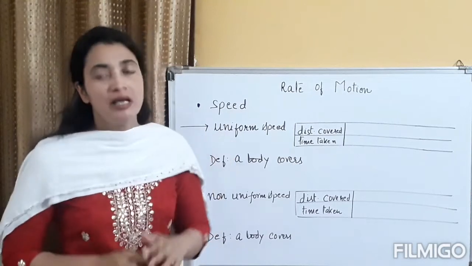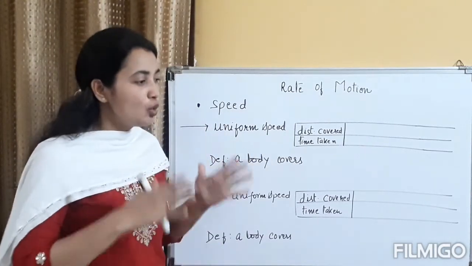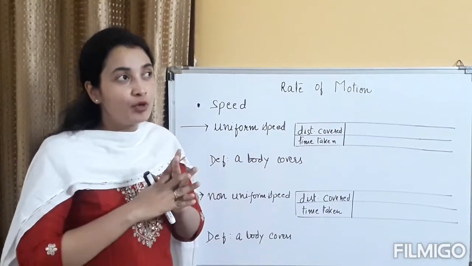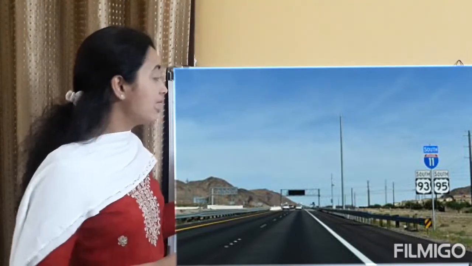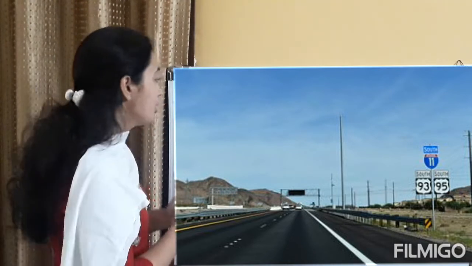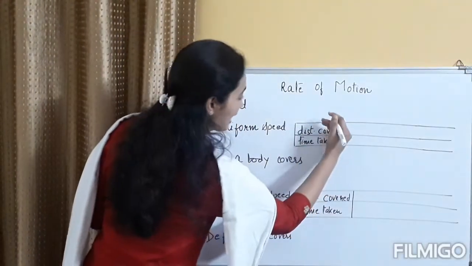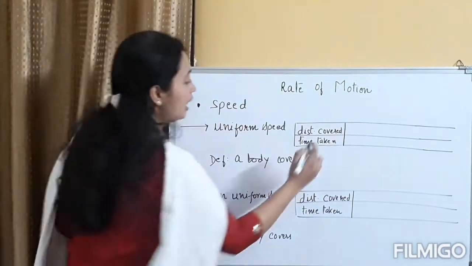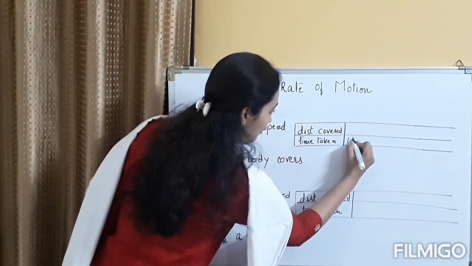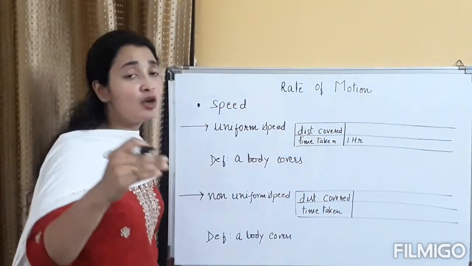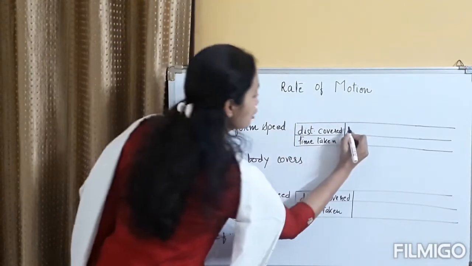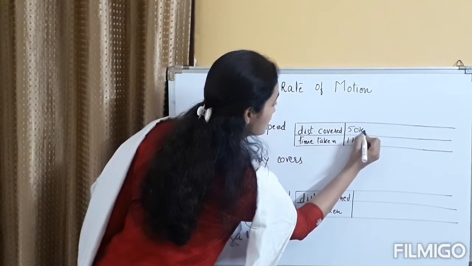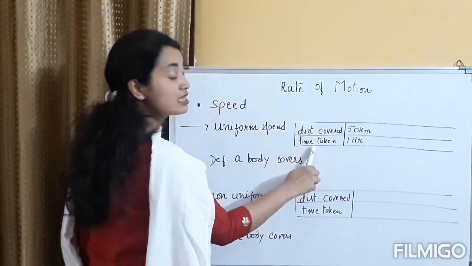So, uniform speed. Consider a situation that you are in a vehicle and there is no traffic, and you have got a very good smooth ride. Let us make a distance time table over here. Let us say you started from home at 9 o'clock in the morning. And in the first hour, that is from 9 to 10, you were able to cover 50 kilometers. We are marking distance covered and time taken.